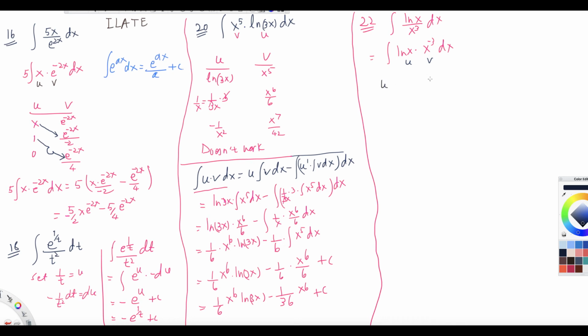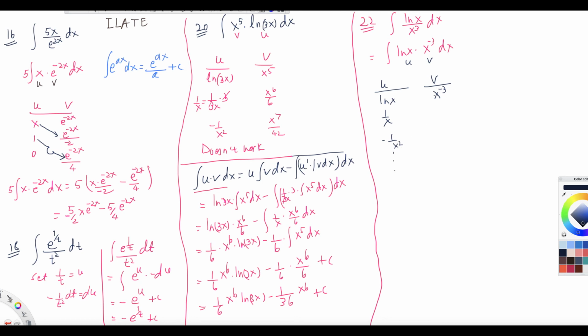So u and then v: you will have natural log of x, and then x to the -3. Okay, so one of them should go to zero, right? I don't think it will work, because if you find the derivative, it will be 1 over x, and then -1 over x squared, and so on. So it doesn't go to 0.